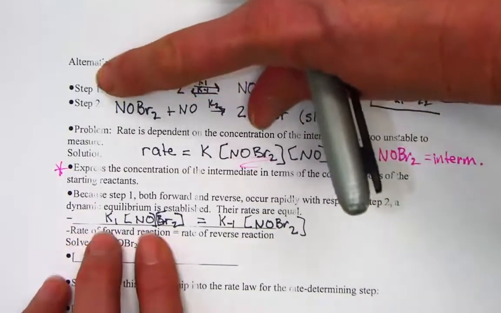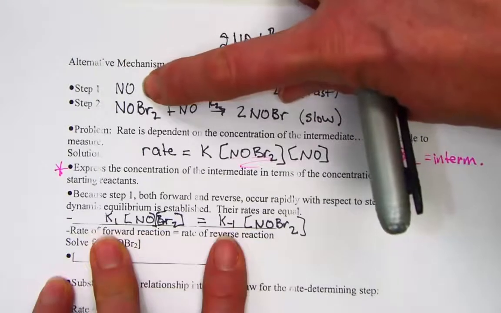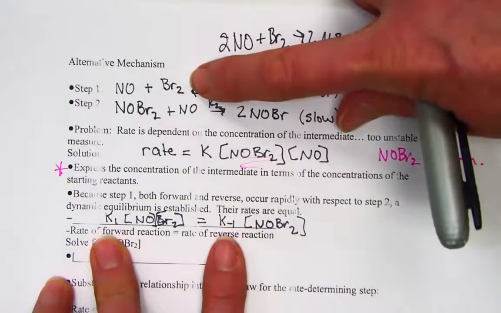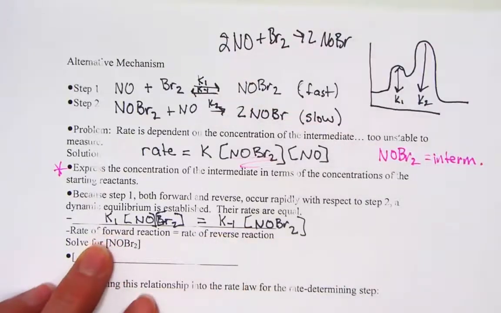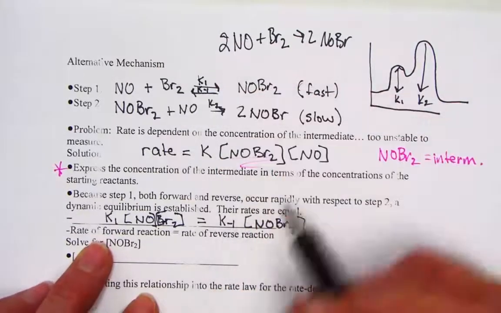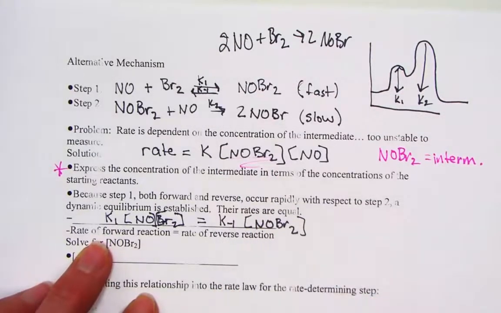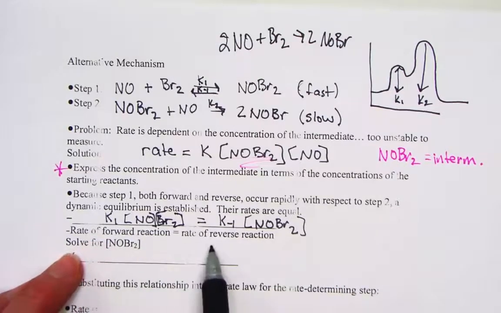The forward reaction has its own rate law. Rate is equal to k times NO, first order, as well as Br2. In dynamic equilibrium, the forward and reverse reaction are occurring at the same rate. We have that set equal to the reverse reaction's rate law, k-1 times NOBr2. So we've set the rate of the forward reaction equal to the rate of the reverse reaction.